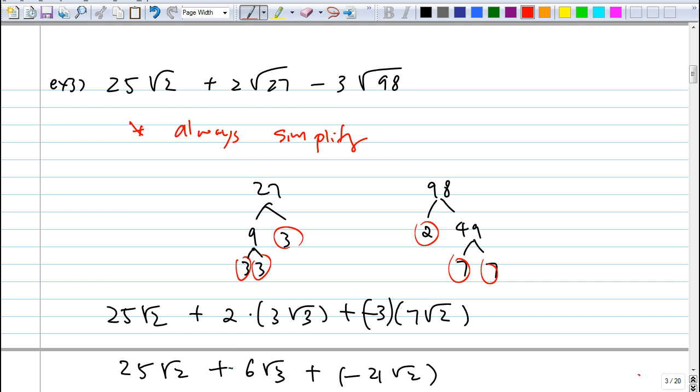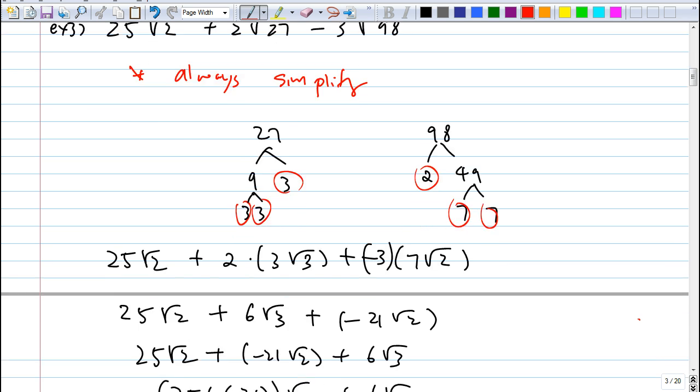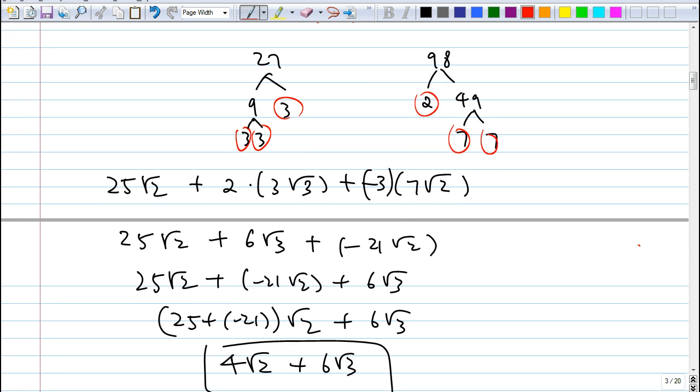So what do we do next? Can we do anything with this? Then you add 25 rad 2 and negative 21 rad 2. That's right. What do we get when we do that? I think you get like 4 rad 2, plus 6 rad 3. Good. How many people got 4 rad 2 plus 6 rad 3 as the answer?